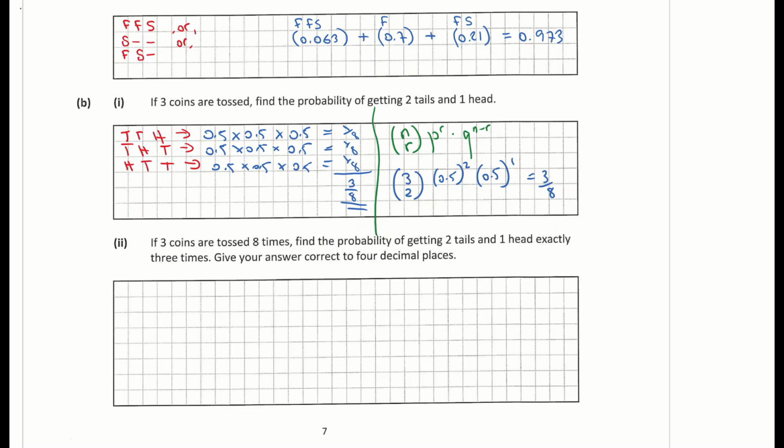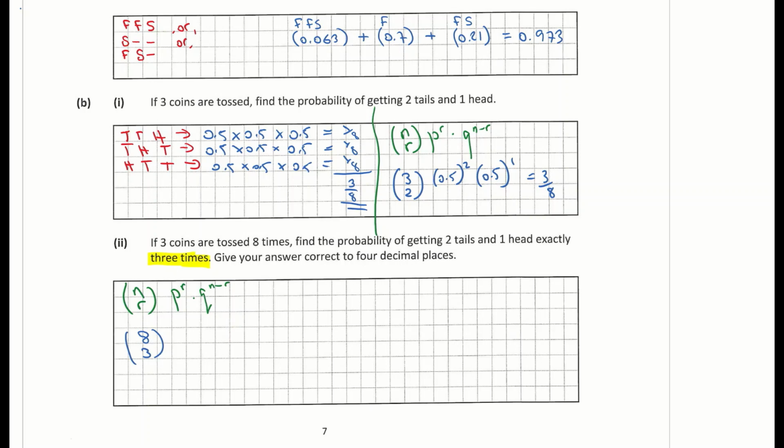Looking at part 2. If 3 coins are tossed 8 times, find the probability of getting 2 tails and 1 head exactly 3 times. Give your answer to 4 decimal places. So I'm going to answer it in the same way. I'm going to use page 33, the binomial distribution, and we'll write it down again. n choose r, p to the power of r, where p is success, and q is my failure, with n minus r as the power. So the number of trials here is 8. I'm doing it 8 times, and I want to succeed 3 times. I want to get 2 tails and 1 head exactly 3 times.